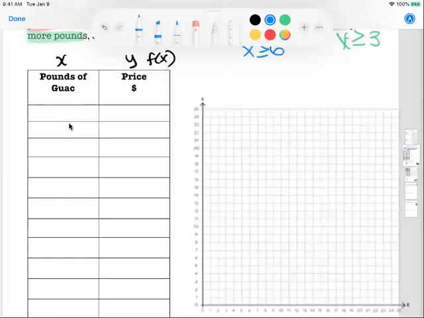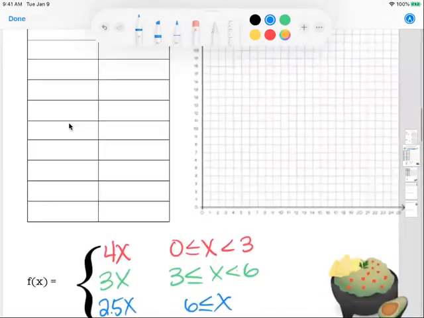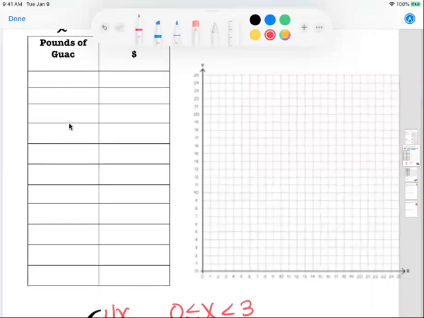Okay, now I'm going to make my table. So if I bought 0 pounds of guac, and this table is just going to help me so I can accurately plot and graph my function. So if I bought 0 pounds of guac, it would cost me $0. I'm going to start by plotting that here. I'm going to make that a closed-in dot because you could buy 0 pounds of guac. That's something you can do.